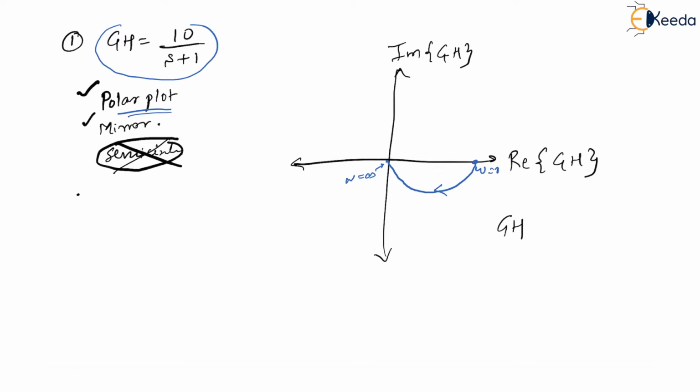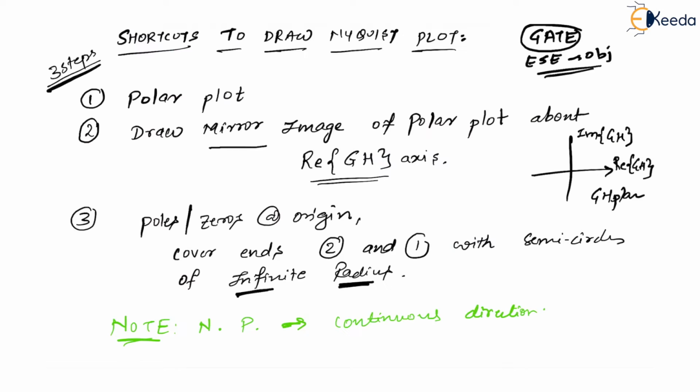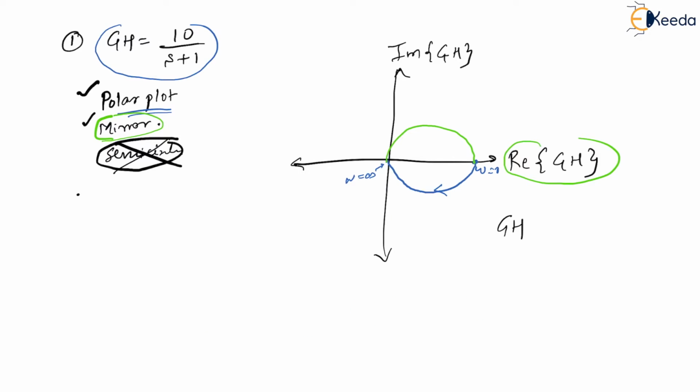Now, what did I say? Mirror image. Second step, how to do a mirror image? Mirror image about the real axis itself. So this is going to be the mirror image, same to same, no problem. Now, if you remember, I told you that Nyquist plots always have continuous direction. What does that mean?